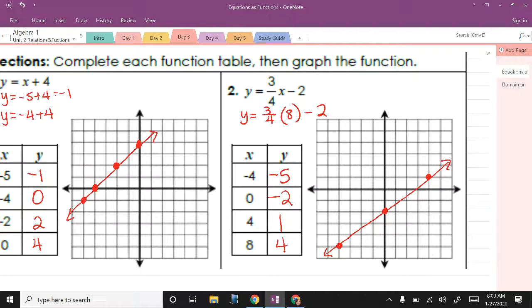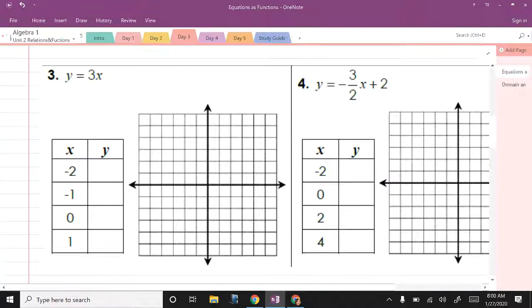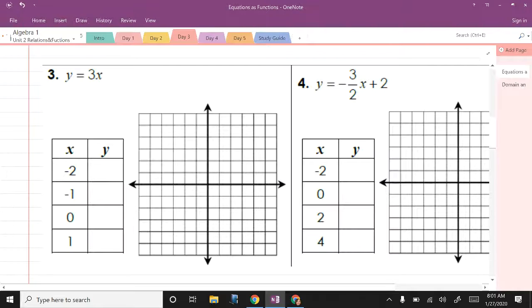Okay. So there you go. So yeah, don't freak out over that fraction, especially if your domain values are all divisible by your denominator. You know, they're going to come out to be whole numbers. Right? So any questions on number 2? All right. Number 3. Oh, this one's so easy.